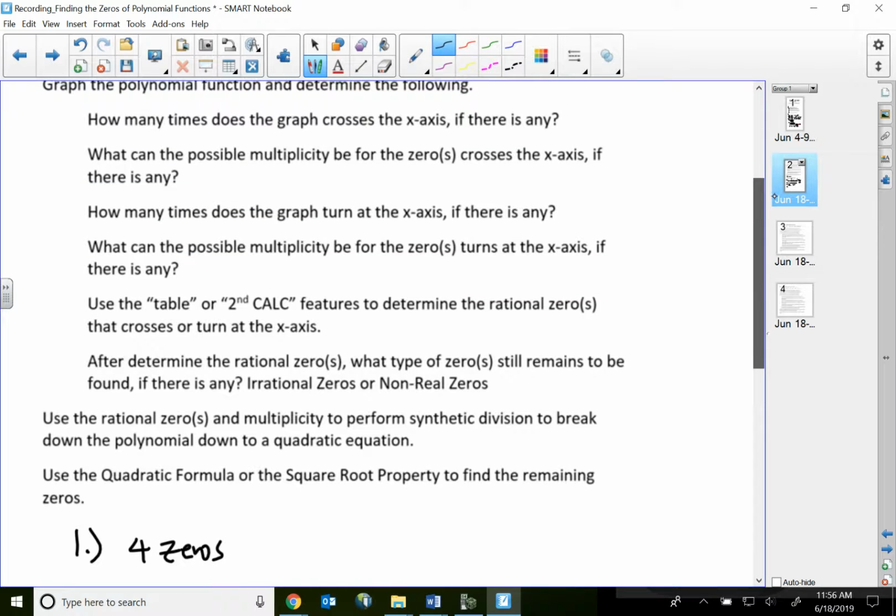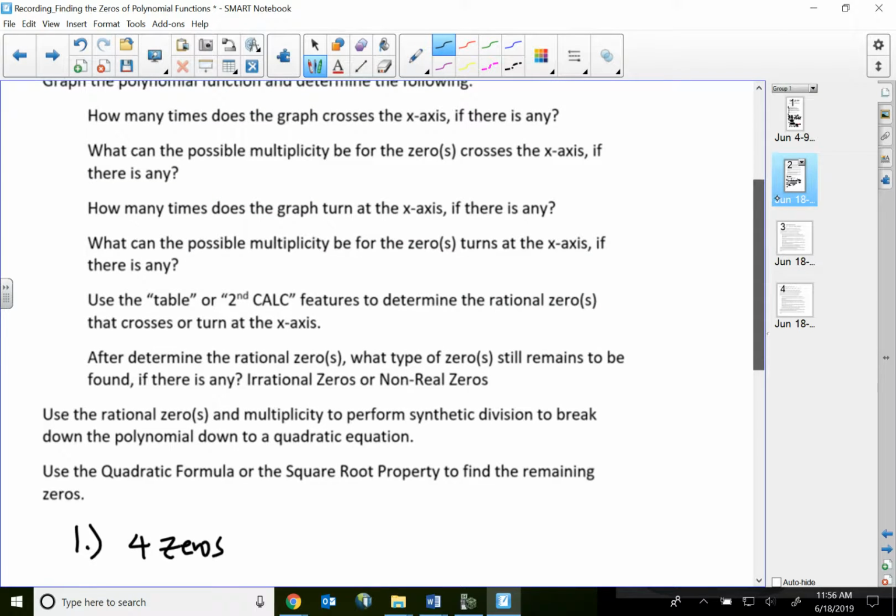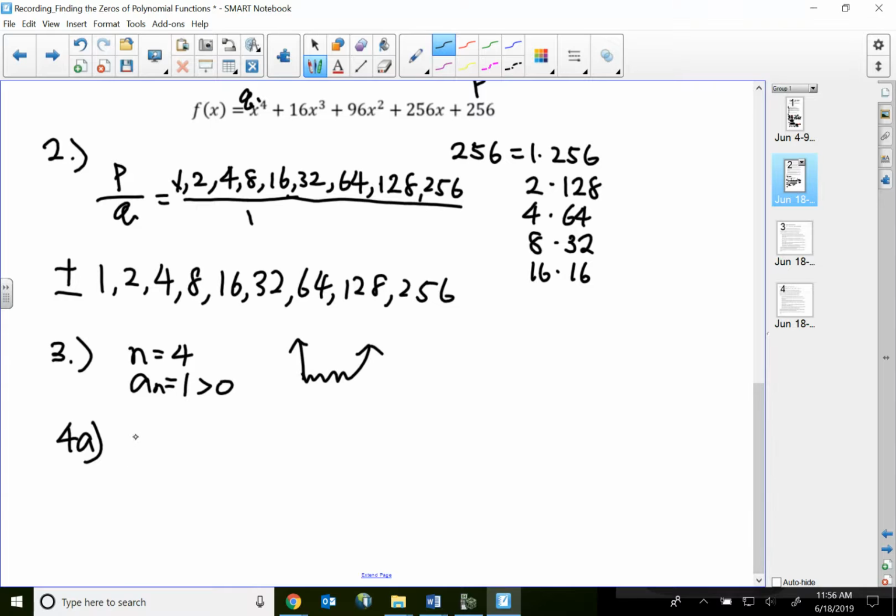So how many times does a graph actually cross the x-axis? None. So for 4b, what should be the multiplicity? None.